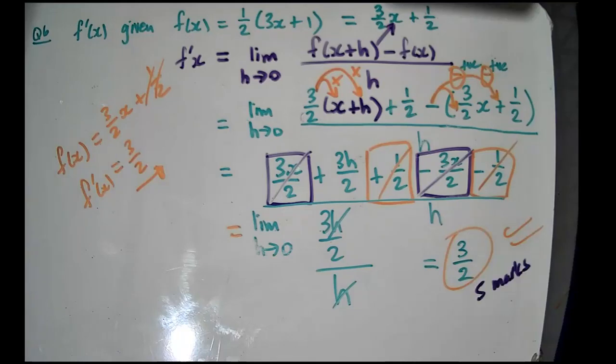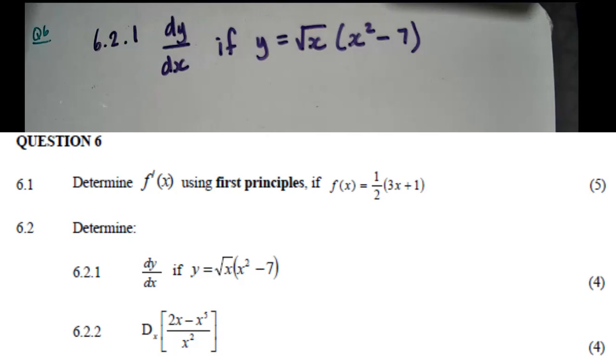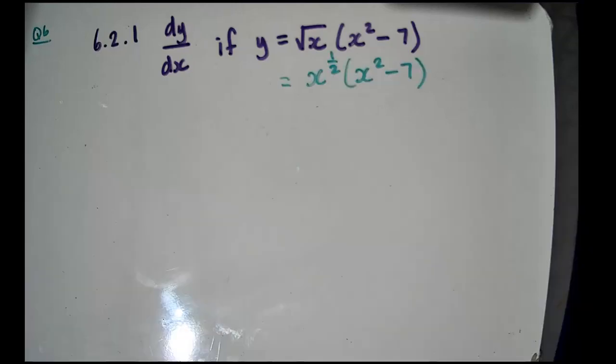Right, let's go to 6.21. This question that we just did is 5 marks. Right, 6.21, y is equal to square root of x, and all of that in brackets. What will be the easiest thing to do is to write that square root x as an exponent, x to the half, and then multiply it by everything within the bracket.